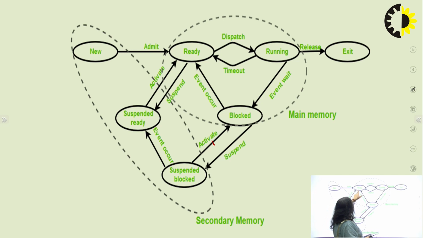Now, when the process goes from the ready to the running state, it is called dispatching, done by the dispatcher. Basically, when the process moves from the ready to the running state, that is known as dispatching the process, because at this time the processor is allocated to the ready process.